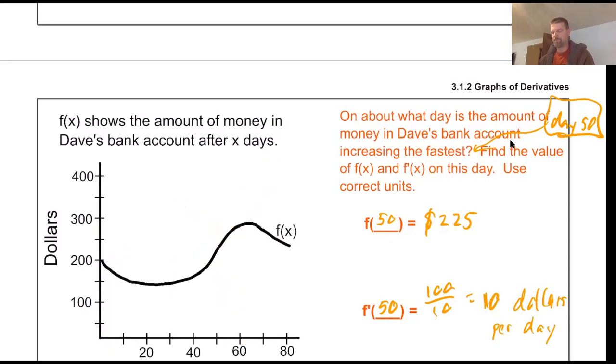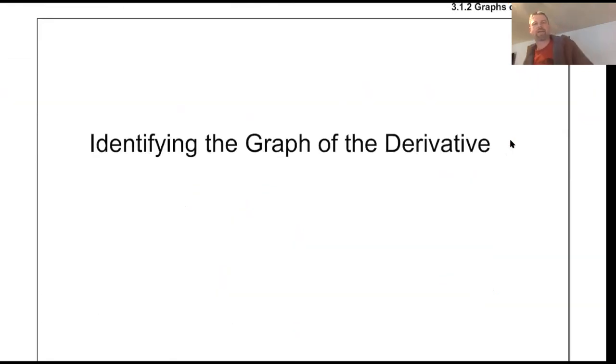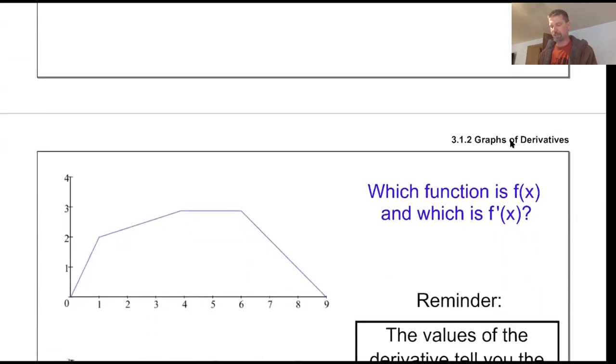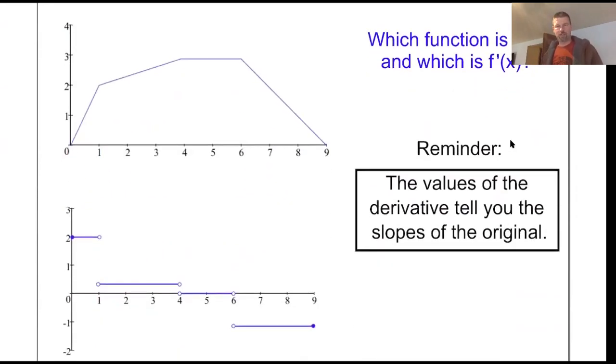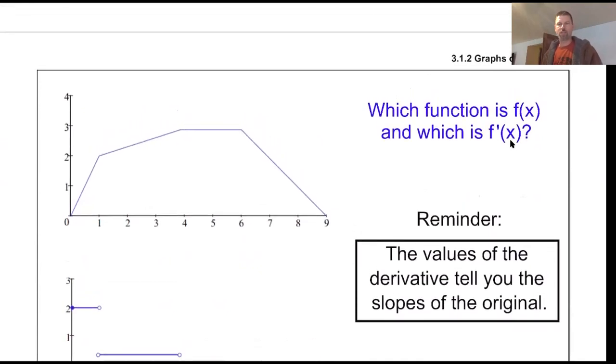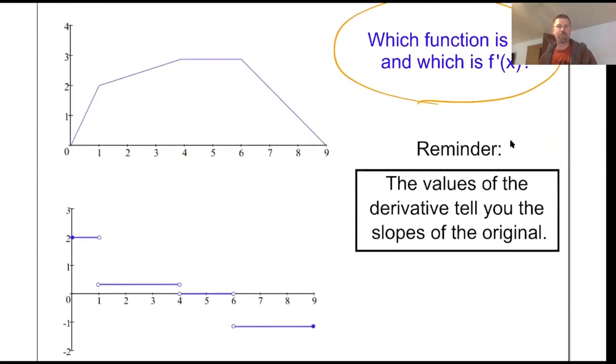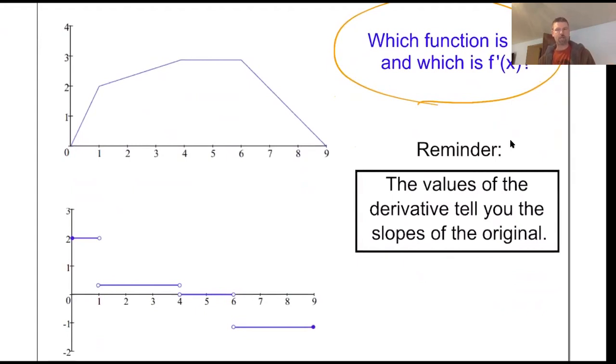All right. Last step with this video, identifying the graph of the derivative. This is a really useful thing so that you can identify what a derivative means. It's really helpful for understanding derivatives. So I've got a couple of graphs here. And the question is, which function is f of x and which is f prime of x? So one of these is a measure of f of x, and one of these is the derivative function, f prime of x. We did a couple of these in the last video, but it's really good practice. We're going to do a couple more. There's a reminder, the values of the derivative tell you the slopes of the original.